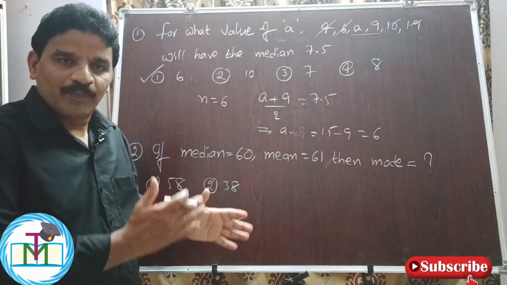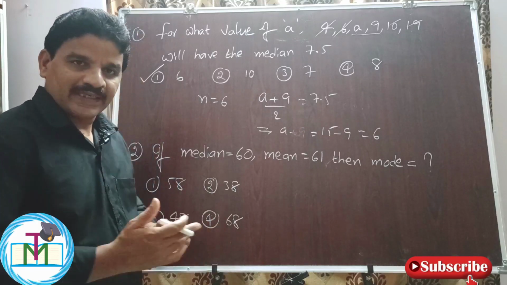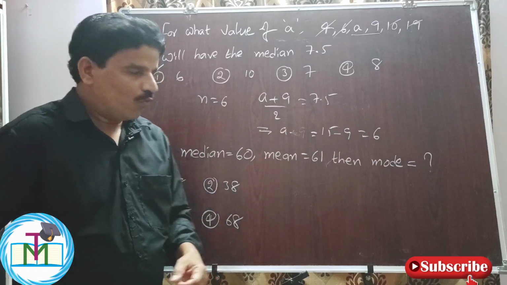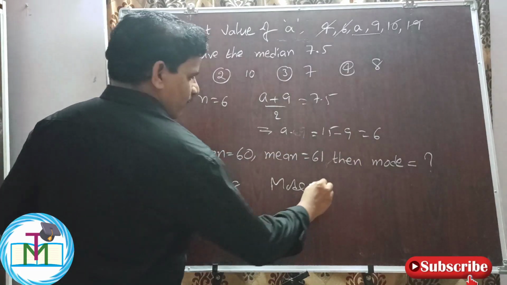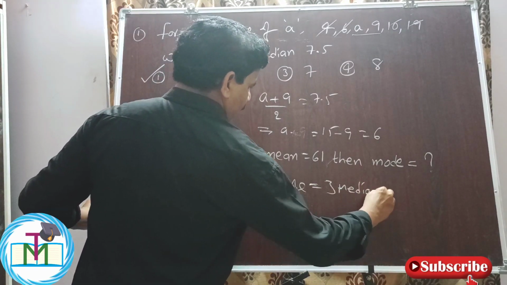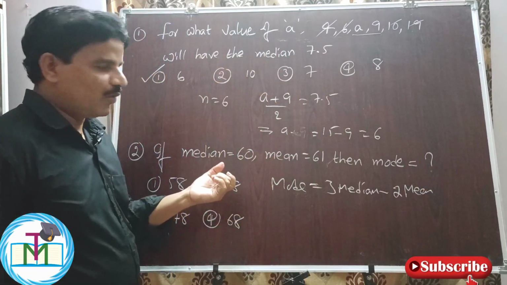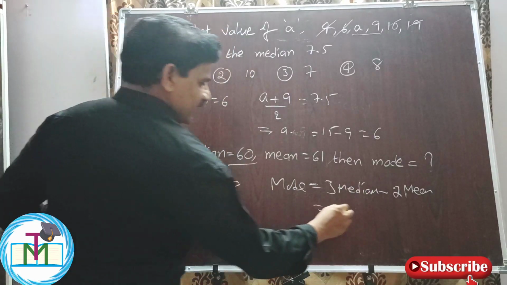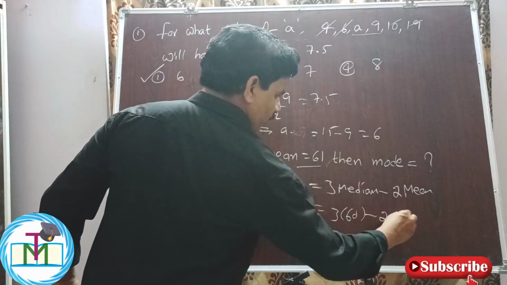to how much? In the previous video, on important points and formulas, we already discussed the relation among median, mean and mode. We know that mode is equal to 3 into median minus 2 into mean. A very important formula, we have to remember this. 3 into median. What is the median here? 60. 3 into 60 minus 2 into mean. Mean is equal to 61.